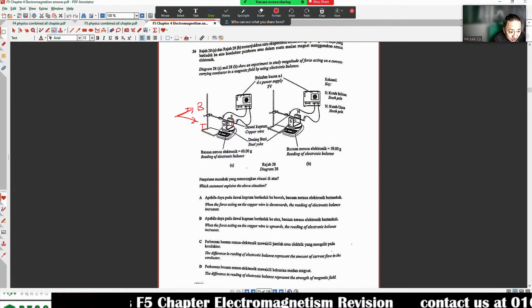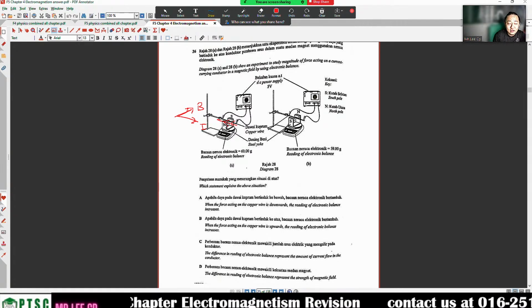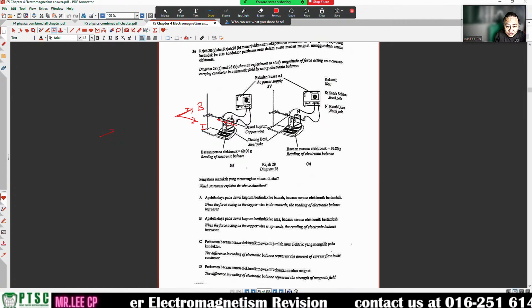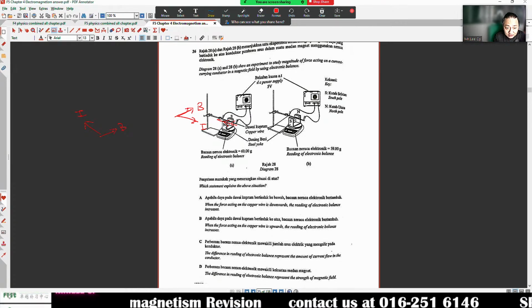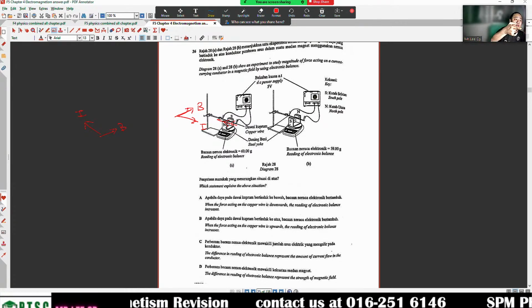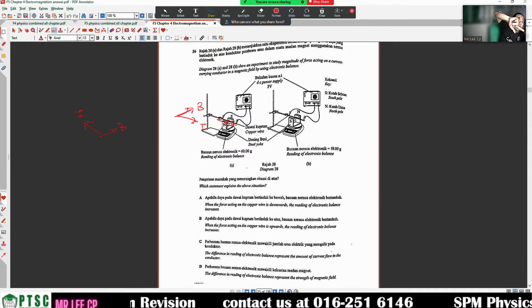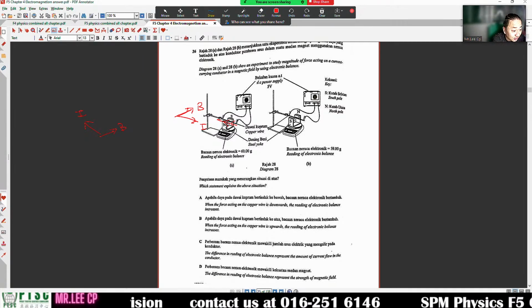If the current goes in, north to south, right? This is north to south. The current goes this way. This B is going this way. I is coming in this way. North to south, current that way. So the force goes down, right?